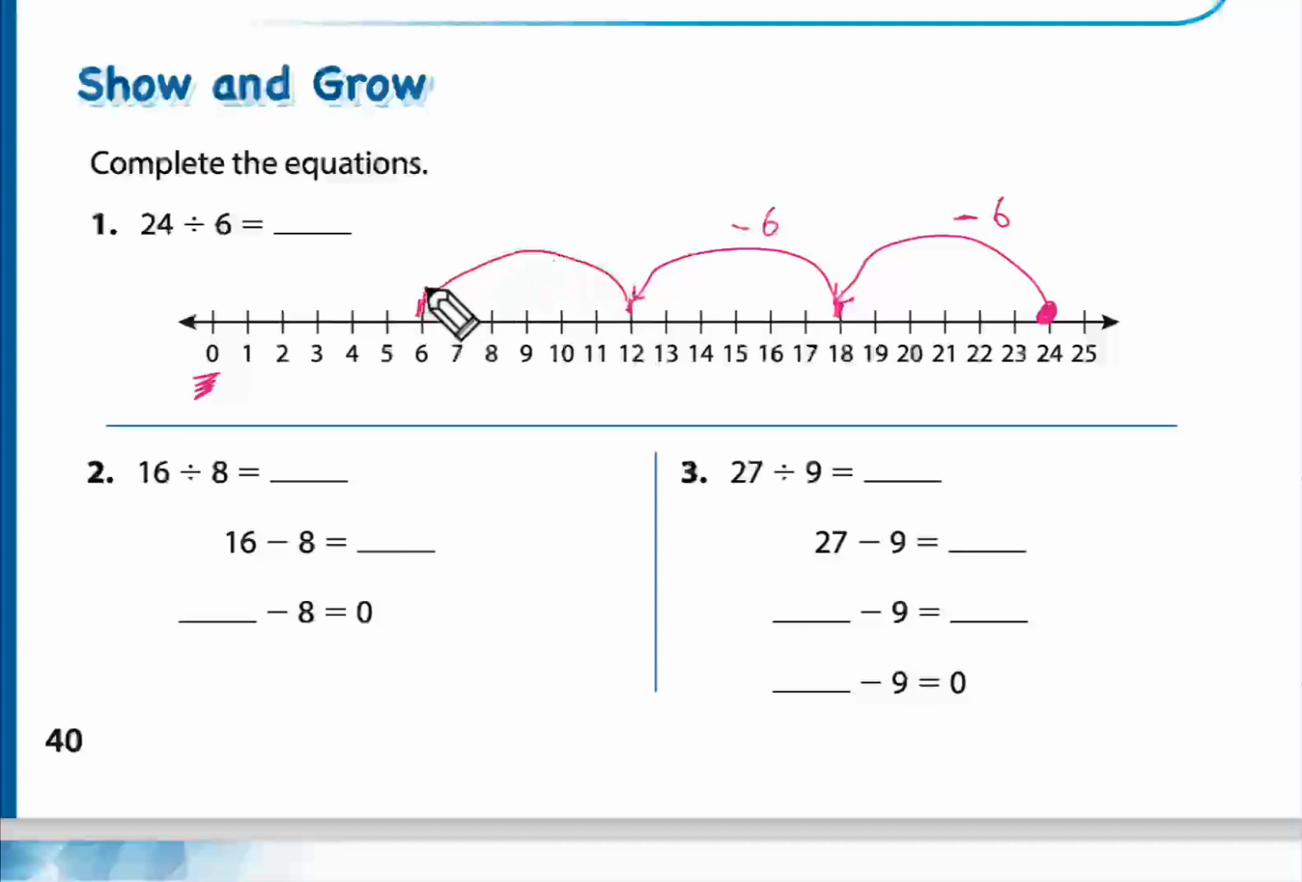Yes, of course, we need to do it one more time to get to 0. So let's do it again to get to 0. 6 minus 6, of course, is 0. Okay, so we count back 6. Oh, we reach 0.